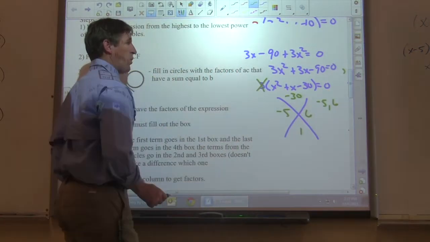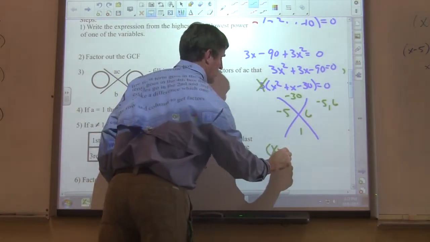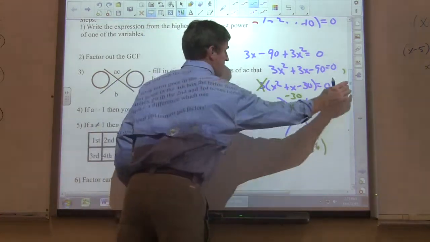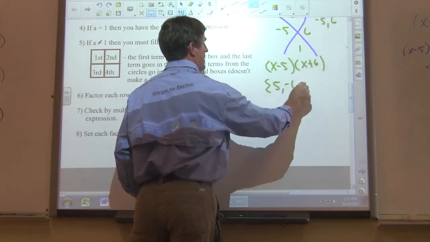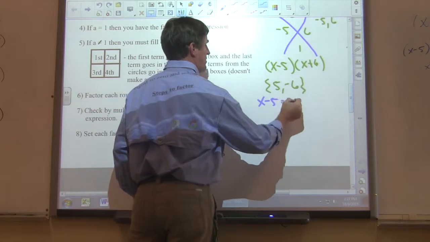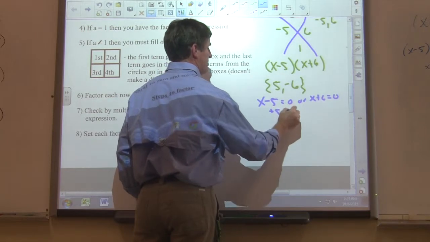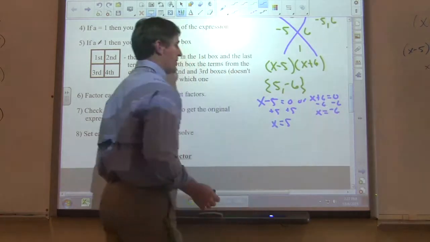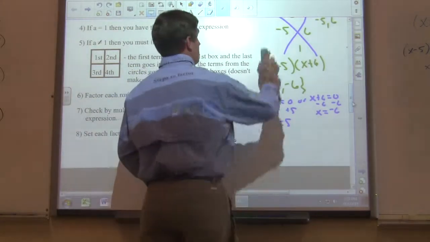Again, because our a now is 1, we don't go back to here. We go back to what we're working with. Our a is 1. So our factor form is x minus 5, x plus 6. And so my answer is the opposite of that, 5, and the opposite of that, negative 6. Again, if you're not comfortable with the shortcut, set it equal to 0 and solve. Add 5. Subtract 6. And we're done.